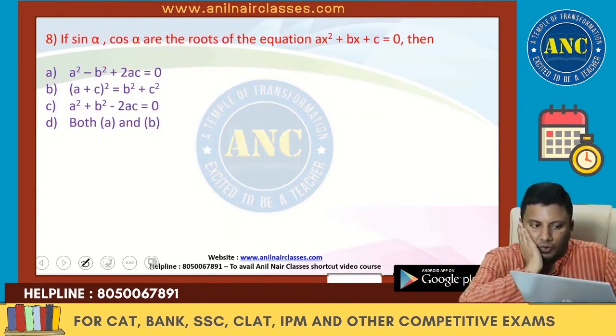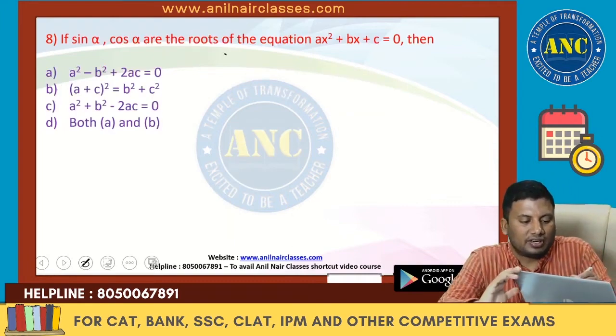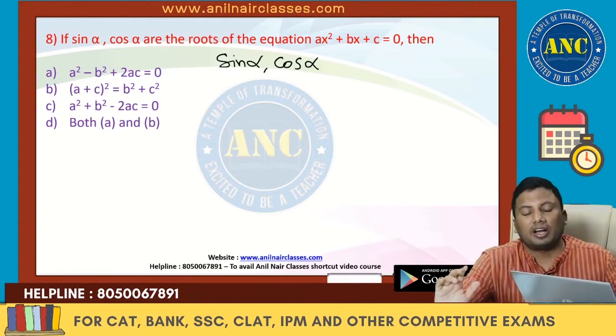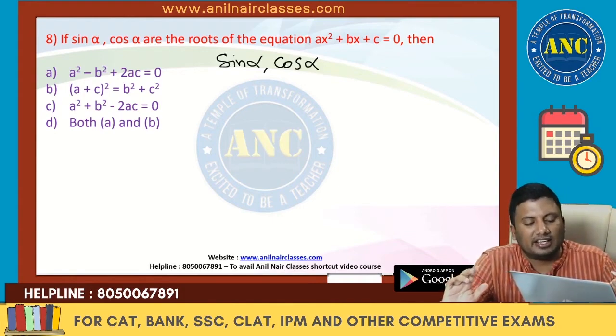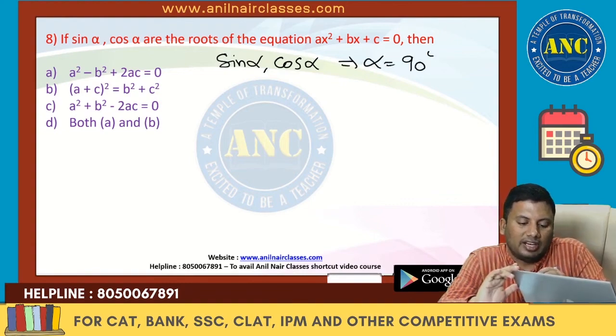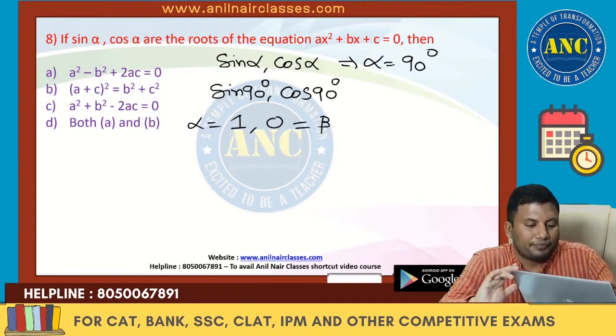Next one. If sin alpha, cos alpha are the roots of the equation, sin alpha and cos alpha are the roots of this equation. These are identities. Identity means any value will satisfy it. Make alpha equivalent to 90 degrees. That means what are the roots of the equation? Sin 90 degrees and cos 90 degrees, which is nothing but 1 and 0. Alpha is nothing but 1. Beta is nothing but 0.